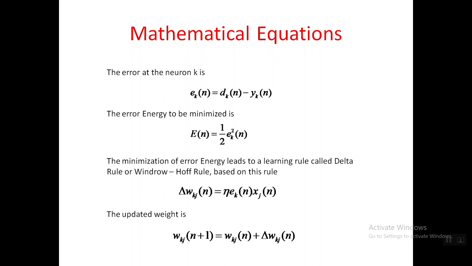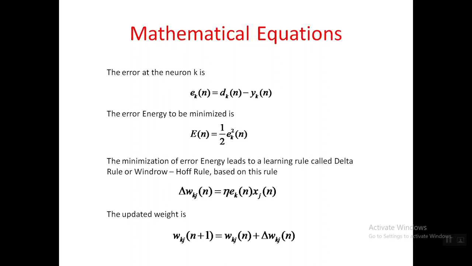It contains only four equations. The first equation is how the error is computed: the difference between the desired response and the actual response. Now, what is the error energy or cost function we are going to minimize? That is E of n equal to half ek square of n. How do we minimize this error energy? By using the delta rule or Widrow-Hoff rule, that is delta wkj of n equal to eta ek of n xj of n. Now, how to update the weight?